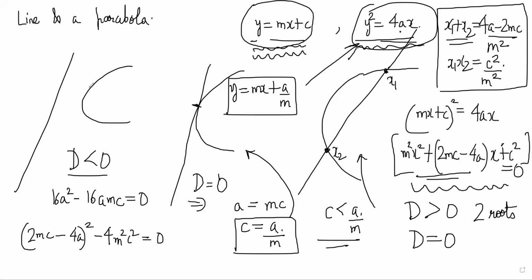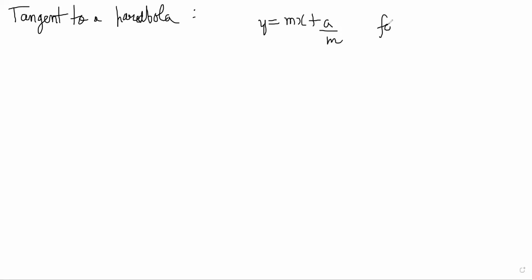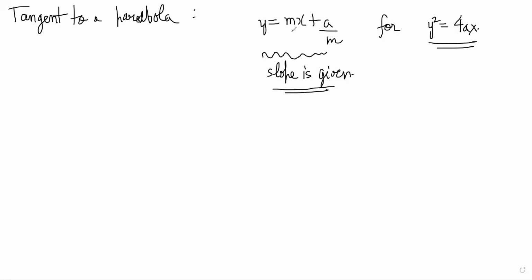Okay, so far what we have seen is the tangent to a parabola in the case where y is equal to mx plus c. We got y is equal to mx plus a by m for the parabola y square is equal to 4ax. This is called the slope form, where the slope is given. If the slope of the tangent line is given, then you should use this, because m is known here.